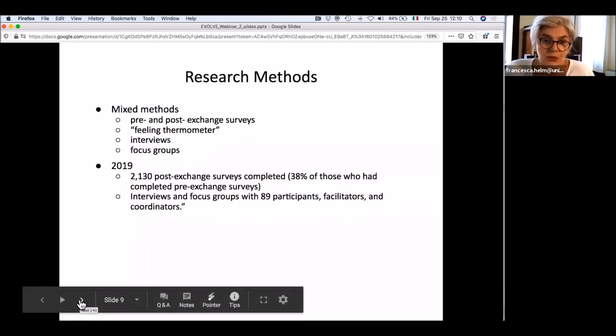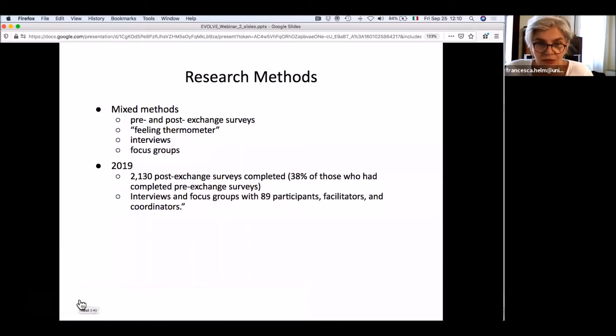The research methods we used pre and post exchange surveys. Amongst these tools, there was the feelings thermometer, which asks participants to report how they feel about people from different ethnicities or different religious backgrounds. We also did interviews and focus groups with hundreds of student participants and also some educators, youth workers, and policymakers.